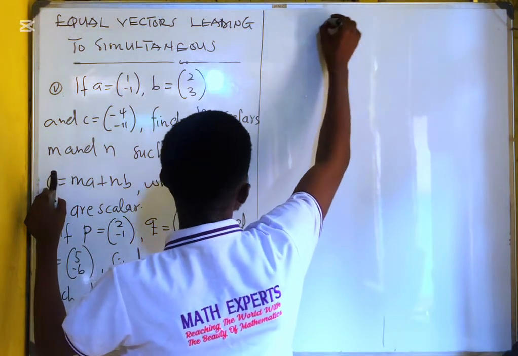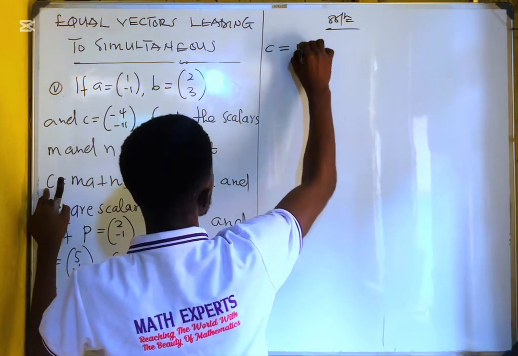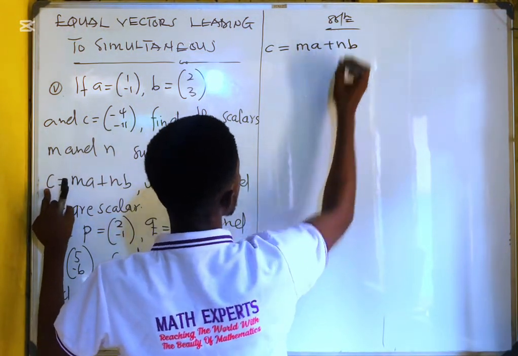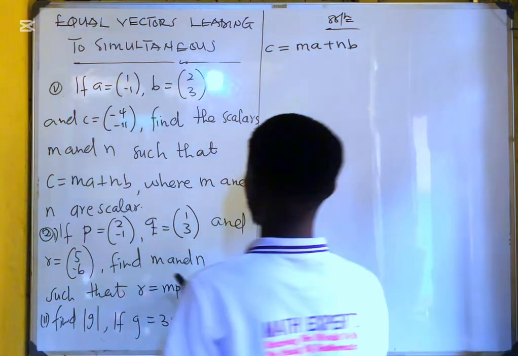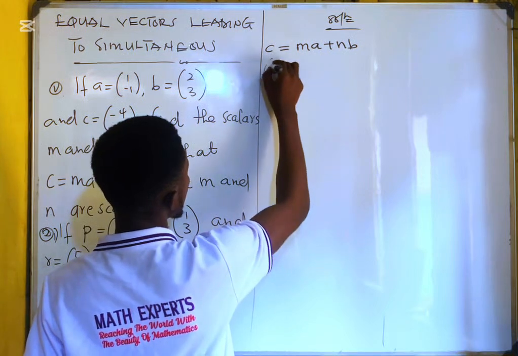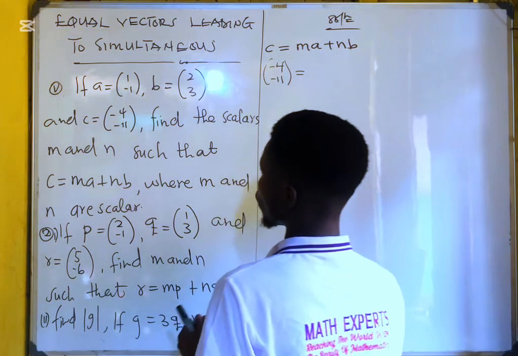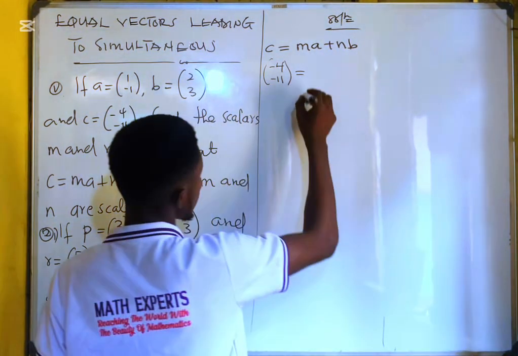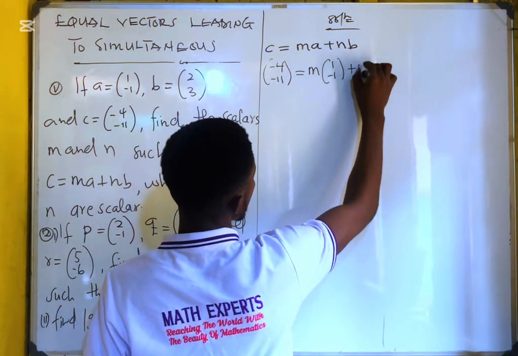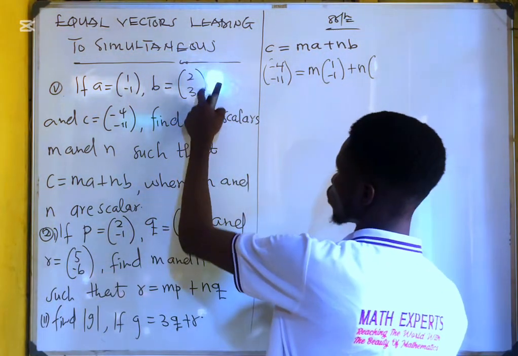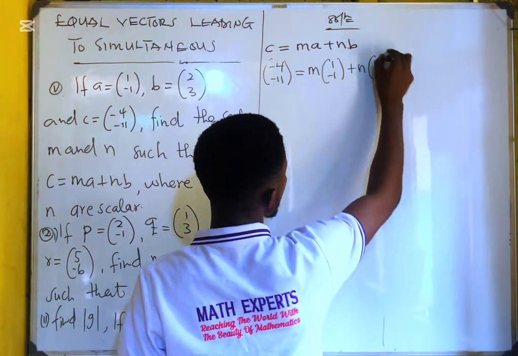So we have c is equal to ma plus nb. Now, in the question, c has been given as (-4, -11), so here I have (-4, -11). A has been given as (1, -1), so I have m times (1, -1). B has been given as (2, 3), so n times (2, 3).